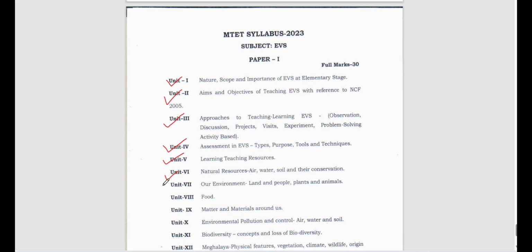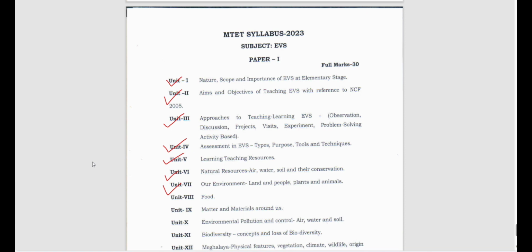Let's go to the next one, that is unit 7, our environment. What do we find in our environment? We find land and people, plants and animals, right? Which means we find biotic as well as abiotic factors. Land and people. Where do we live? Are we living underwater? No, we live on land, right? Then we have different types of plants around us, we have different types of animals around us, right? Now what is the relation between the plants, animals, and human beings? The relation is exchange of gases, right?